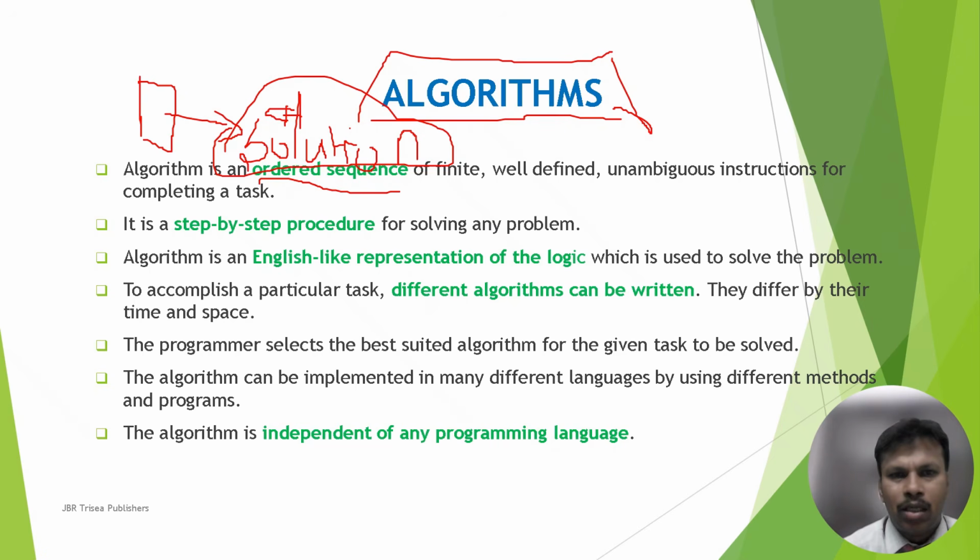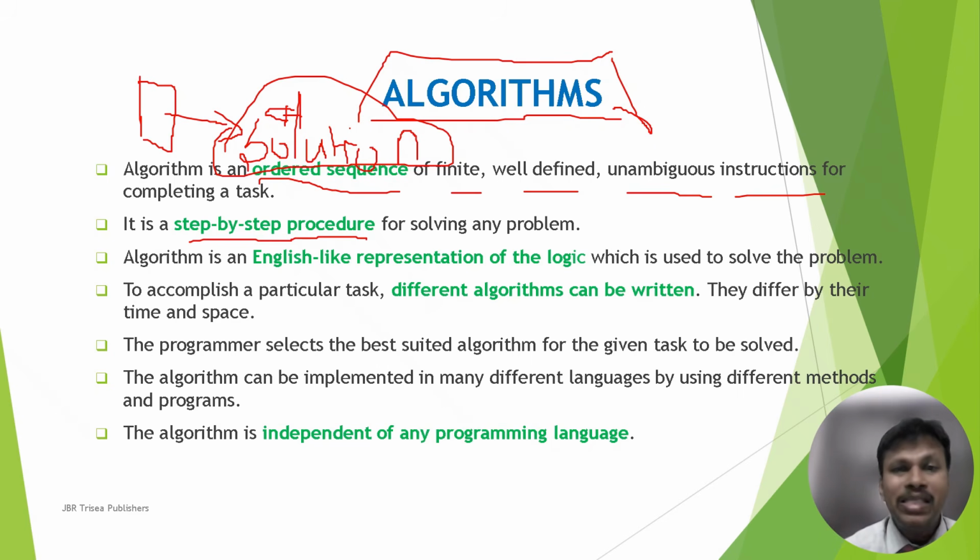Here, the ordered sequence is nothing but a finite, well-defined and unambiguous set of instructions. That is very important, because some people write algorithms in a different way. They write the first step in the first line, and the step that needs to be executed second they mention in the fourth or fifth line. Then the computer will not be able to understand it. That's why they mention ordered sequence, and I have mentioned it here in green color, so that you can understand it.